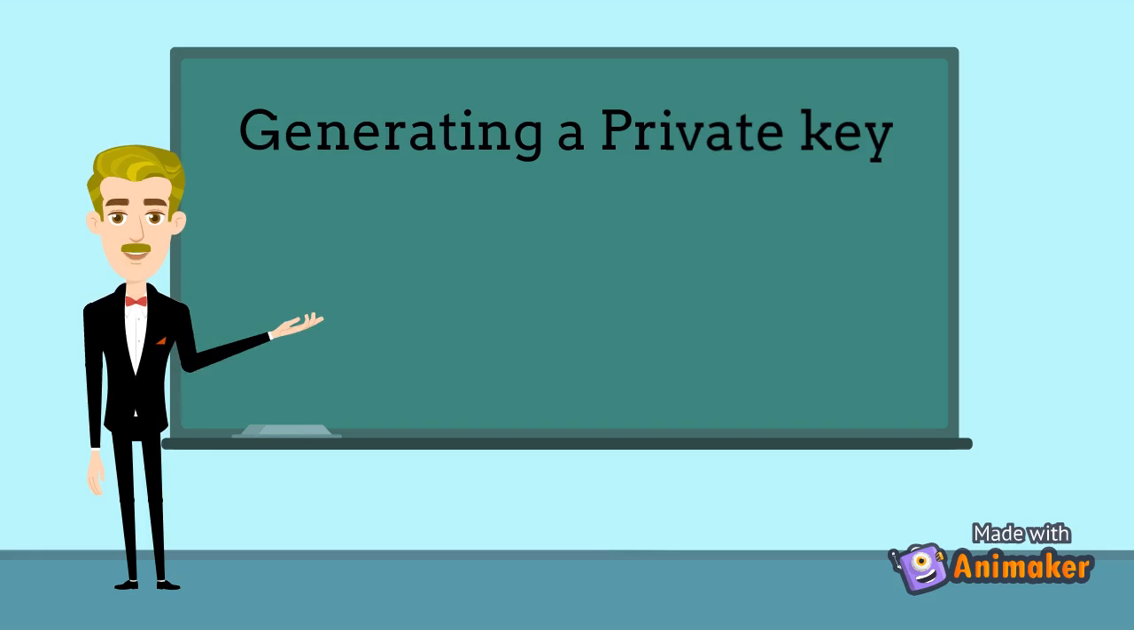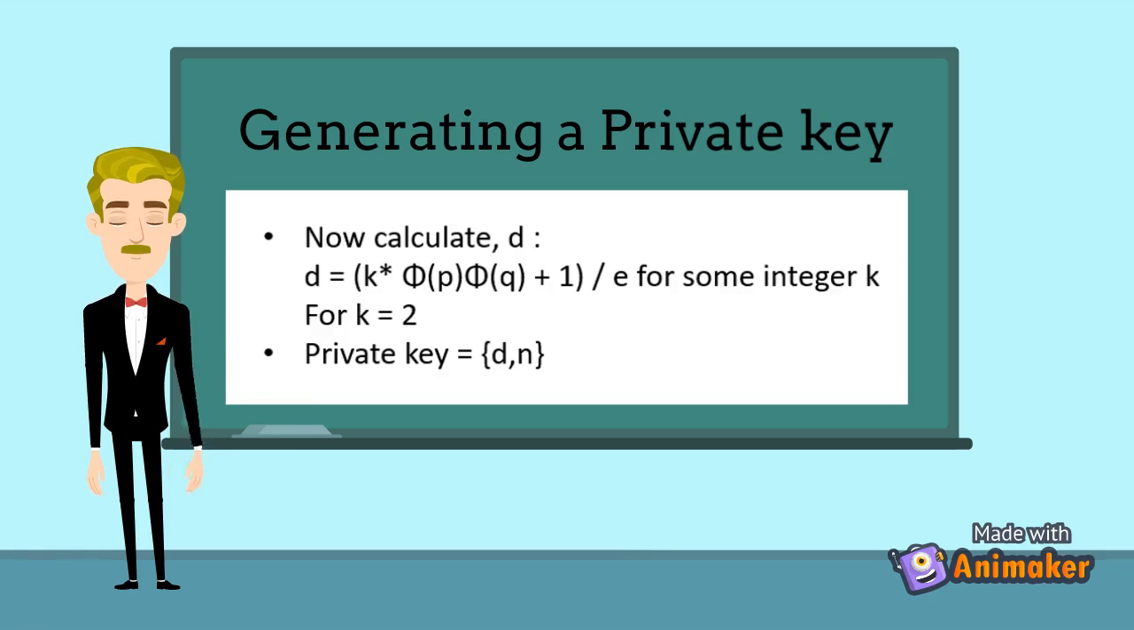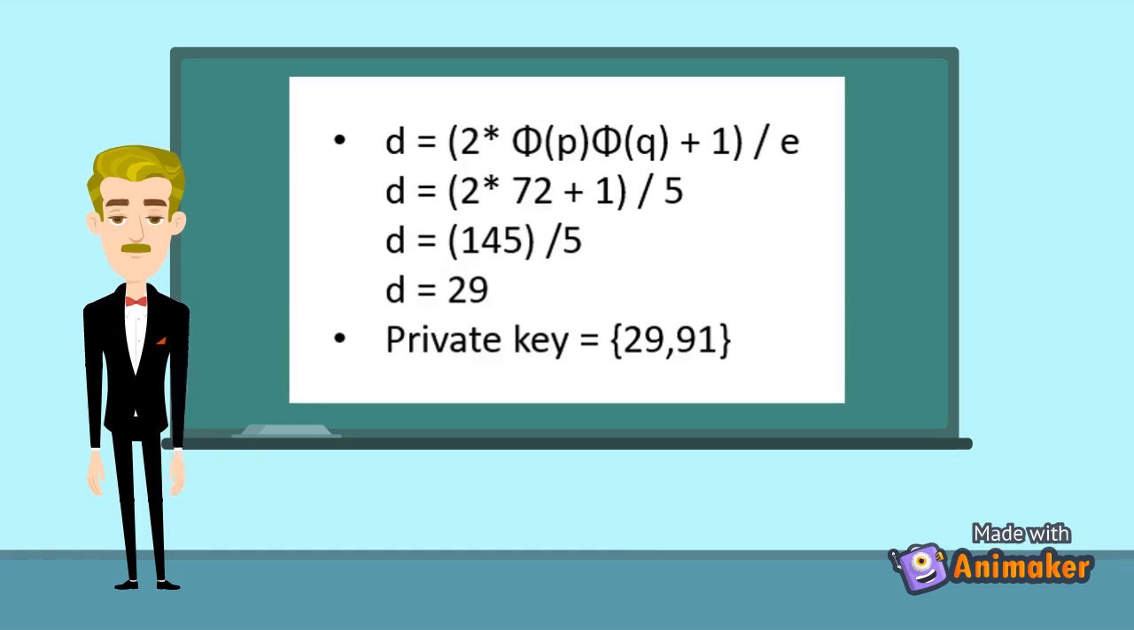Now let's move on to generating the private key. And these are the steps. First, you must solve for D, where D is equal to K times phi of P and phi of Q, plus 1, all over E, where K is equivalent to 2, and it is a constant. The structure of the private key is D, n. After substituting the values and performing the operations, we come up with the number 29 as the value of D. With this, we can conclude that the private key is 29, 91.